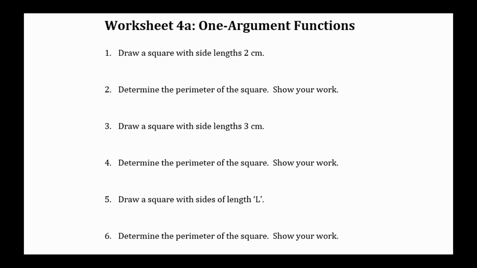Now, a lot of us can do this in our head, and that's fine. But I want you to think about what is actually happening behind the scenes for you to get your answer. Then draw a square with a side length of 3, determine the perimeter and show your work. And then on number 5, think about a square with a side L, right? We don't know what L is. It can be anything. How would we find the perimeter for that square? So pause for a minute and do that on your worksheet.